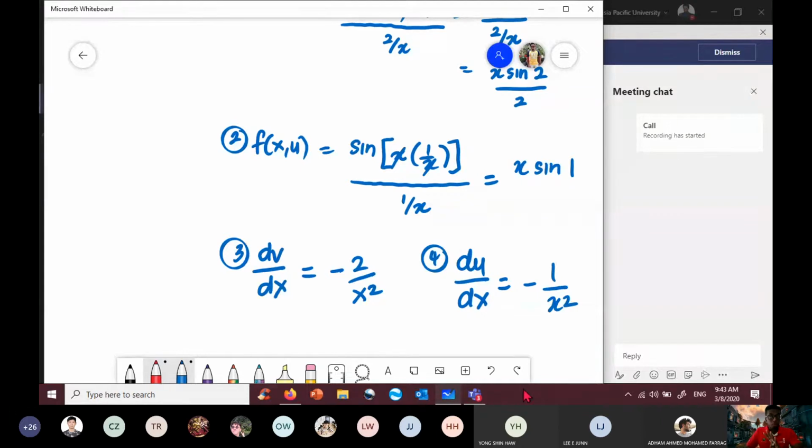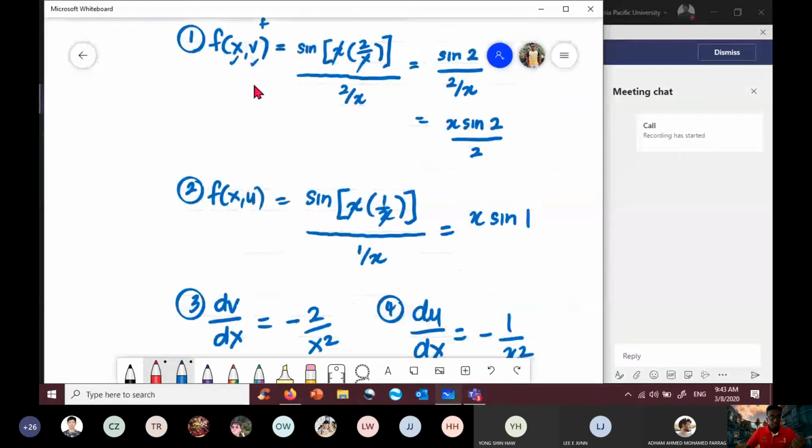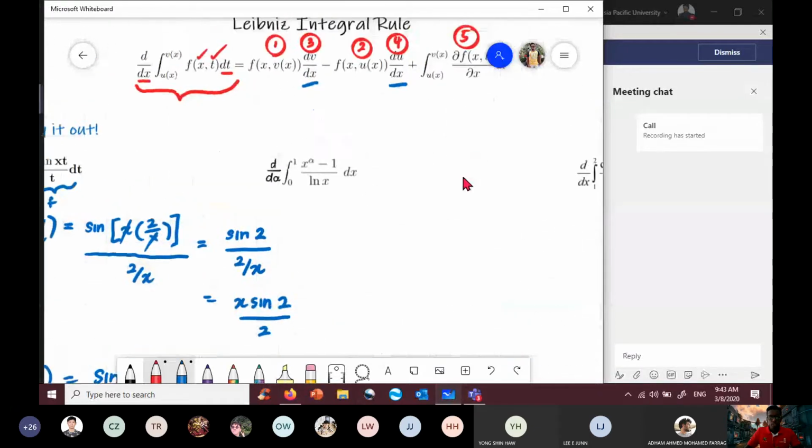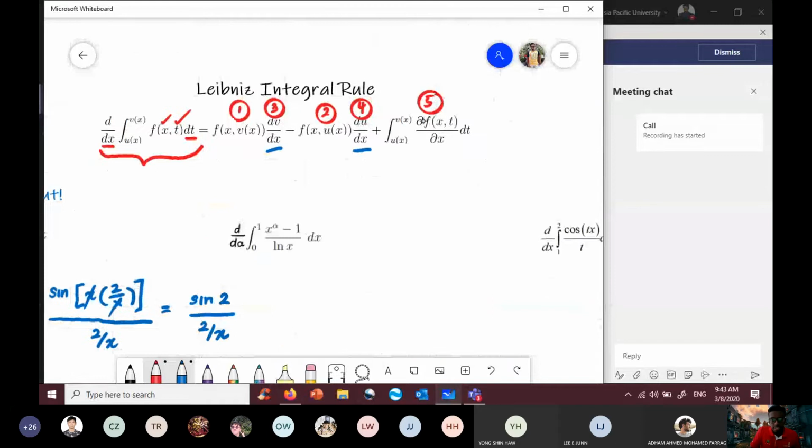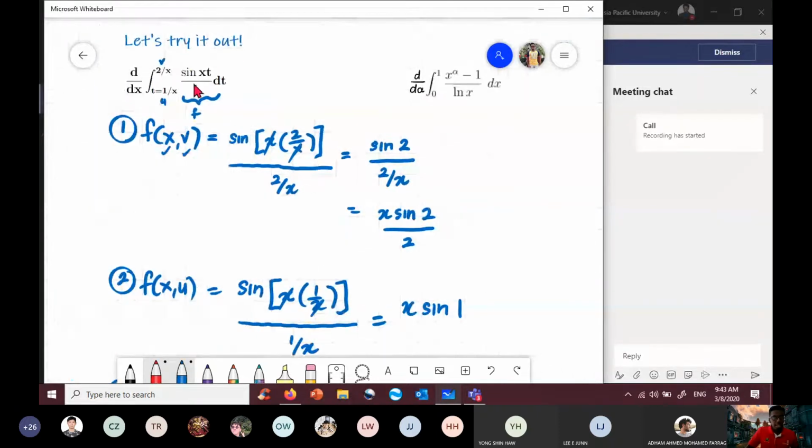So far, 4 components done: f(x, v), f(x, u), dv over dx, du over dx. And there was one last component to be done. This, df over dx. This is my last component. Take f and differentiate with respect to x. Okay, I'm going to do that. So what is my f? My f is sine xt over t.